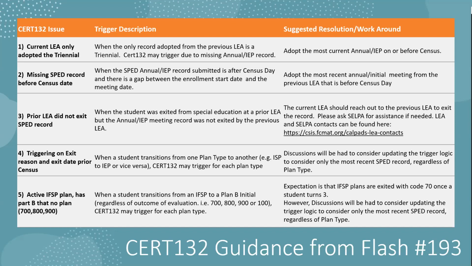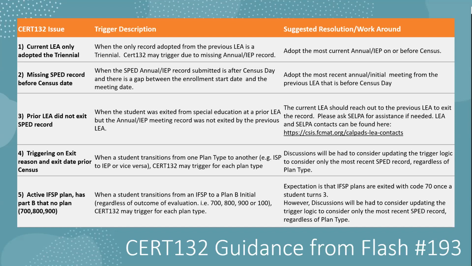5, active IFSP plan has Part B with no plan: 700, 800, 900. When a student transitions from an IFSP to a Part B initial, regardless of outcome of evaluation, 700, 800, 900, or 100, the CERT 132 may trigger for each plan type. Expectation is that the IFSP plans are exited with the code 70 once a student turns 3. However, discussions will be had to consider updating the trigger logic to consider only the most recent SPED record.